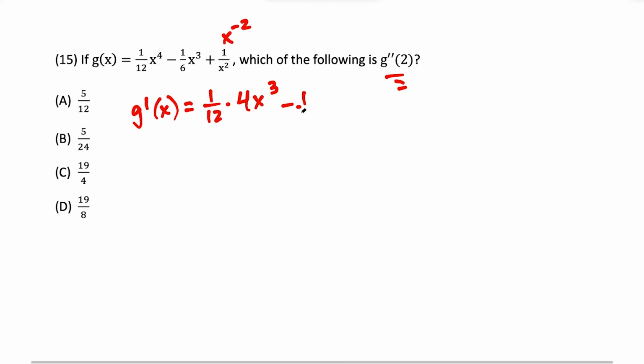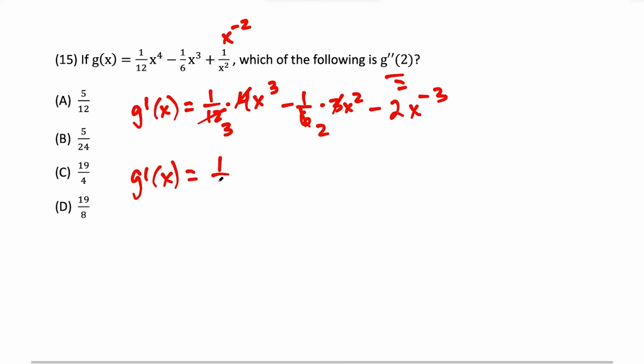And now we have minus 1 over 6 times the derivative of x to the third is 3x squared. And then we have the derivative of x to the negative 2. The negative 2 comes down to give us minus 2x to the negative 2 minus 1 is negative 3. So now we just simplify here. 4 over 12 reduces to 1/3, and 3 over 6 reduces to 1/2. So we could rewrite g prime now as g prime of x equals 1/3 x to the third, and then we have minus 1/2 x to the second, and then we have minus 2 times x to the negative 3. So now for g double prime, we're just going to do the power rule again.